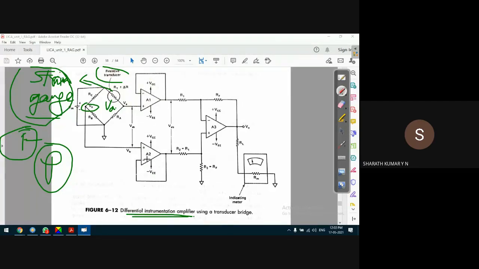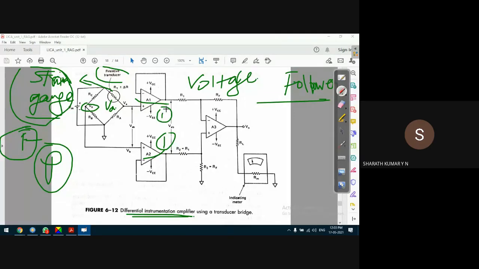Both are acting as a voltage follower, because if you observe, feedback is given to the inverting input terminal. There is no resistance, so both of them are acting as a voltage follower circuit. What is a voltage follower circuit, guys? The output is the same as the input, with a gain of 1. So both A1 and A2 have a gain of 1.